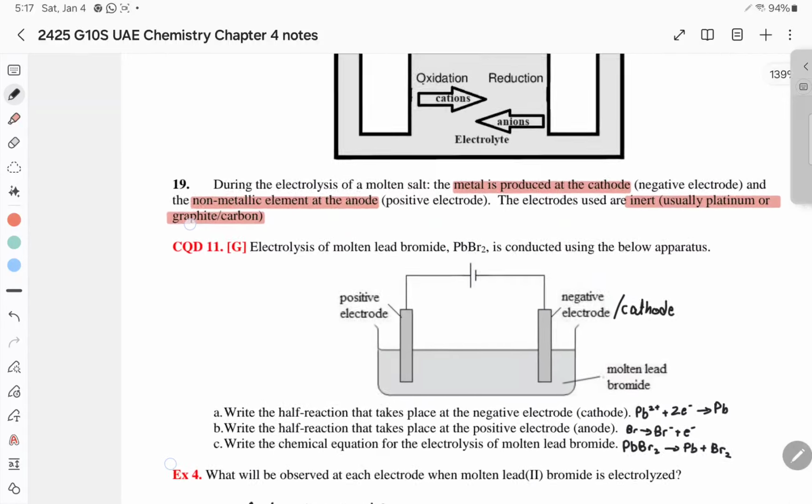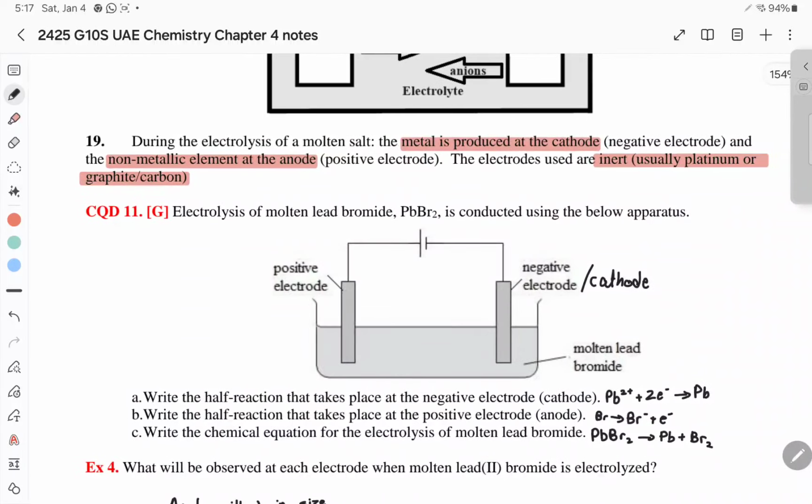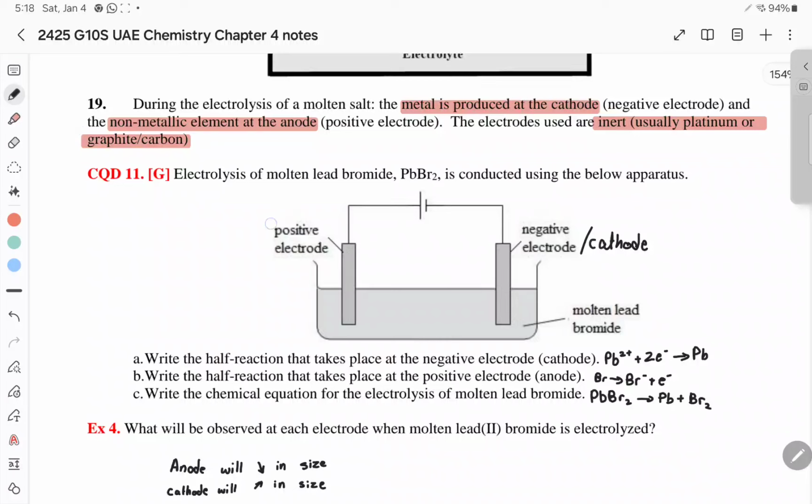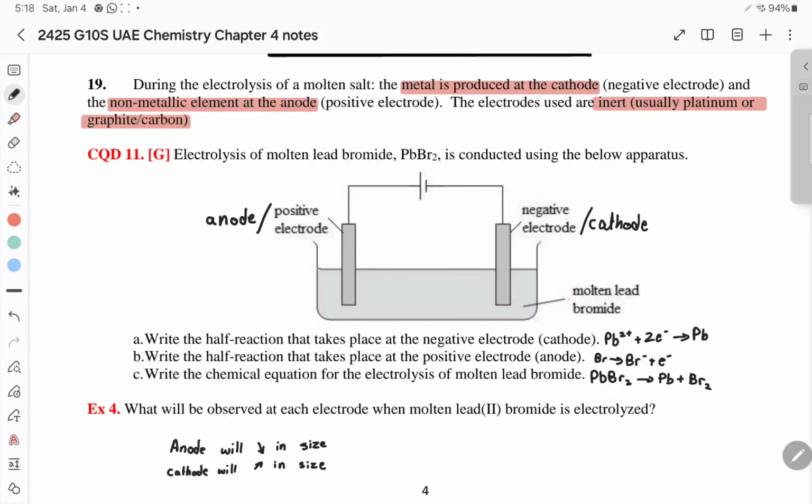And now we're going to start with the CQD 11. So at CQD 11, it's telling us the electrolysis of the molten lead bromide, PbBr2, is conducted using the apparatus below. You have the positive electrode, aka the anode, and the negative electrode, also known as the cathode. Here it's asking us to write the half reaction that takes place at the cathode.